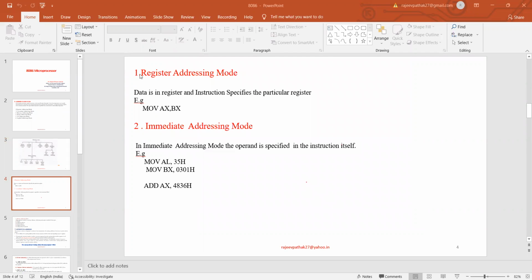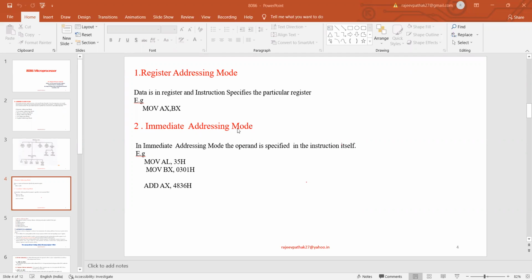The first type of addressing mode is called register addressing mode. In this type of addressing mode, the data is in a register and the instruction specifies the particular register. For example, if I write MOV AX, BX, AX and BX are 16-bit registers. You have to move the data of register BX to register AX. This type of addressing mode is called register addressing mode.